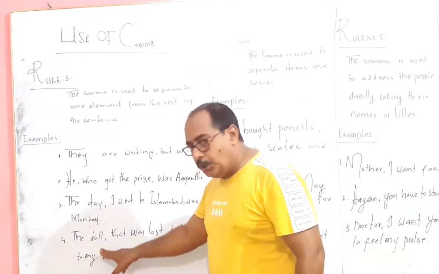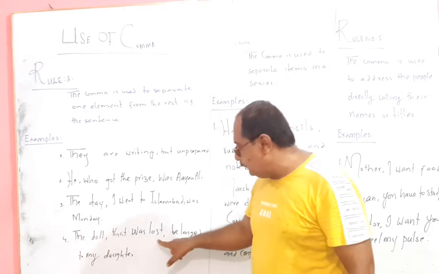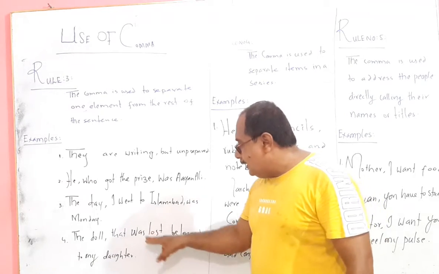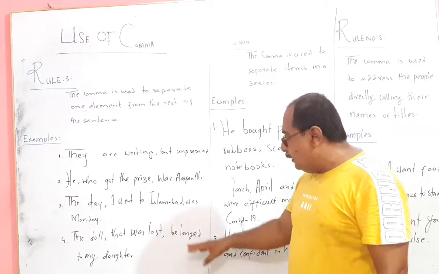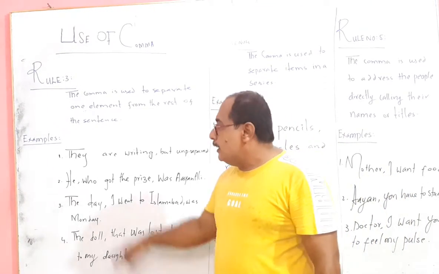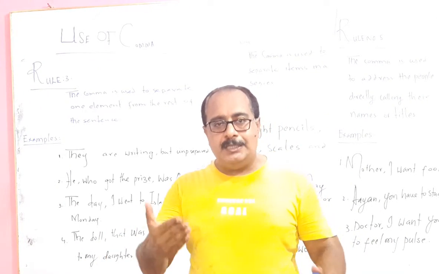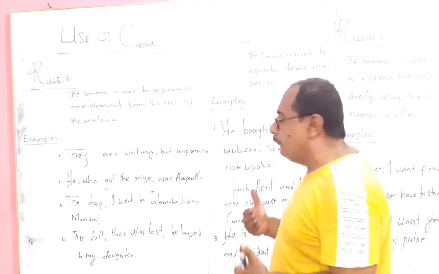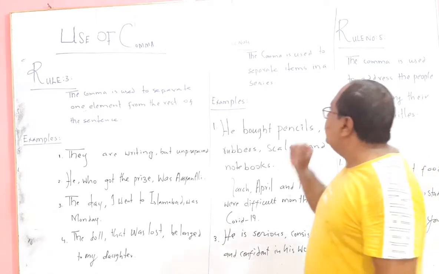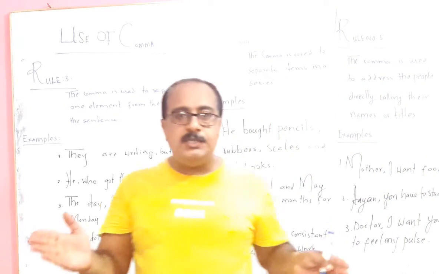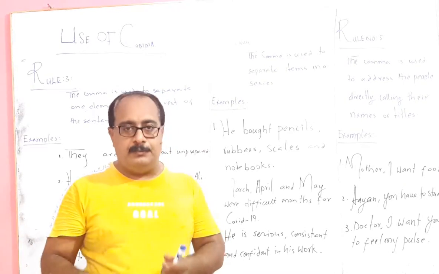Number 4, the doll that was lost. Again, the doll, comma here and comma here. It separates. The doll, that was lost, belonged to my daughter. So in this way, we can use a comma. Moving to the fourth rule of comma. It says, the comma is used to separate items in a series. In a series, when we separate each item, we can separate with a comma.